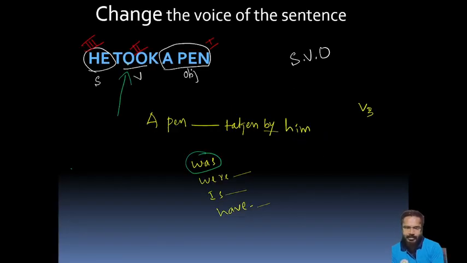Past tense, right? So in past tense, was or were comes. So was comes here. Why? Because the subject is singular. When the subject is singular, you may use is, was, and has. So here, a pen was taken. Why? Because it is in the past. A pen was taken by him. This is the passive voice of the given sentence.